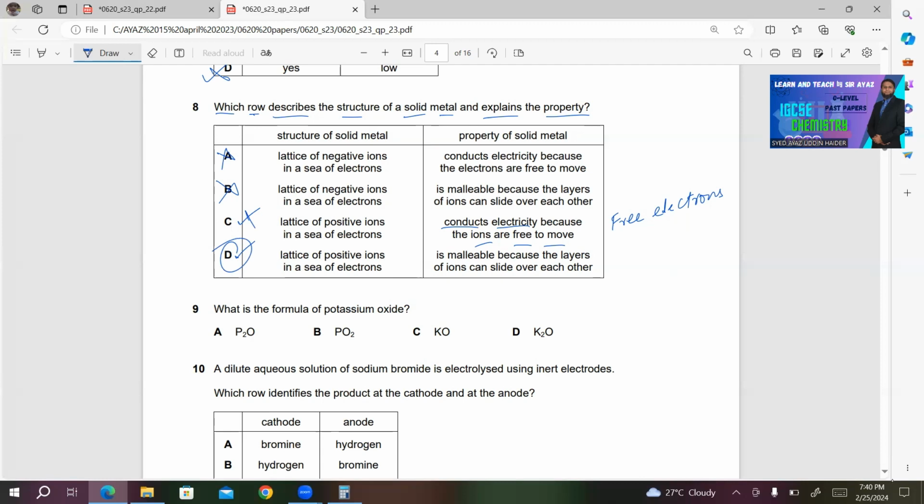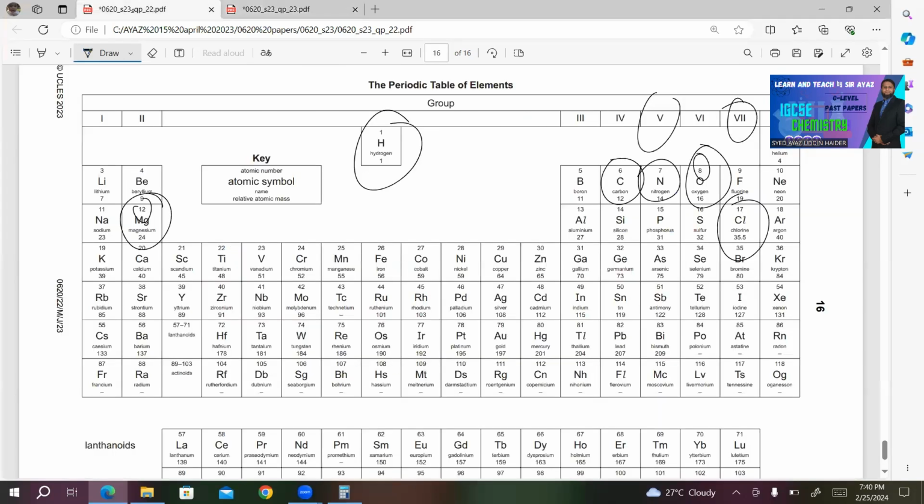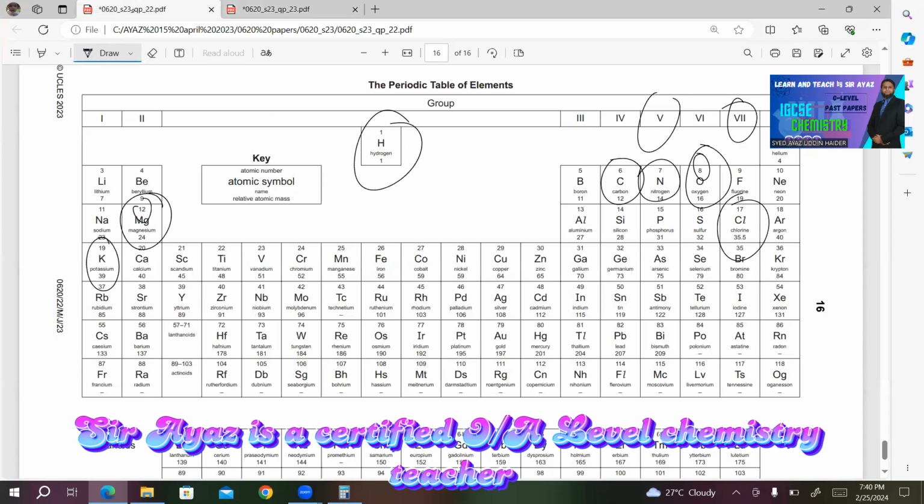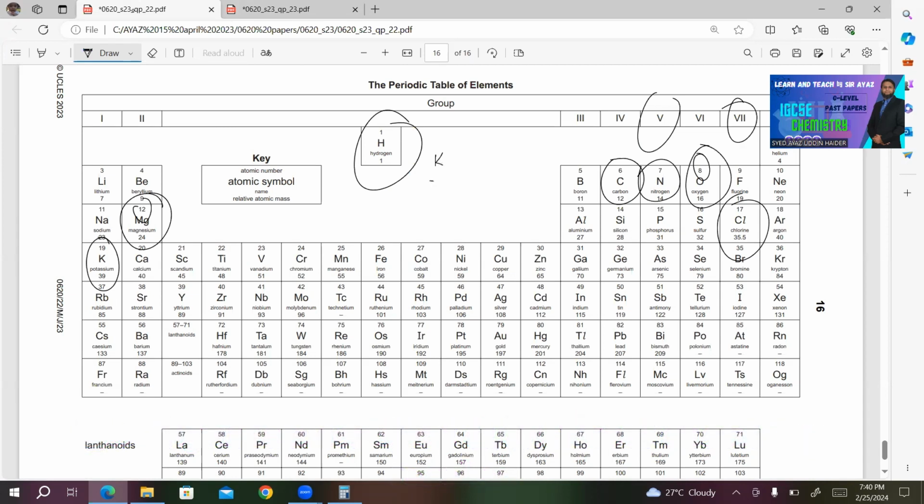Number 9, what is the formula of potassium oxide? We look at the position of potassium. Here we have potassium. It's in group 1, so the valency of potassium is +1. What about oxygen? Oxygen is in group 6, the valency of oxygen is -2. Ignore the charges. Now these are the subscripts. These subscripts will be exchanged.